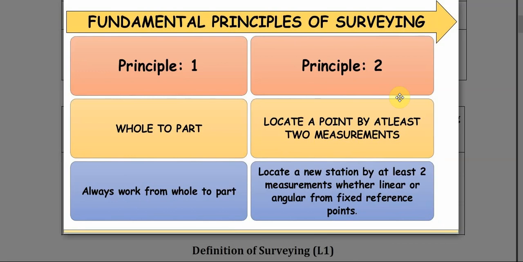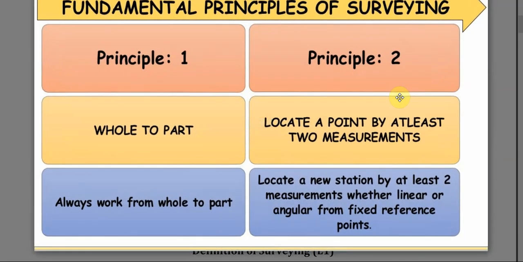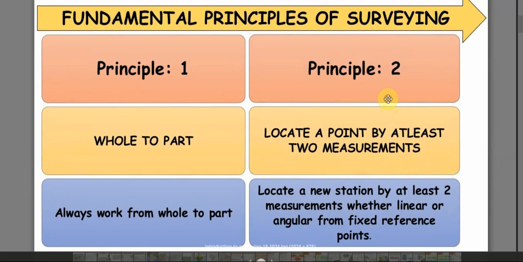Next, there are two fundamental principles in surveying. The first one is whole to part, and the second one is to locate a point by at least two measurements.